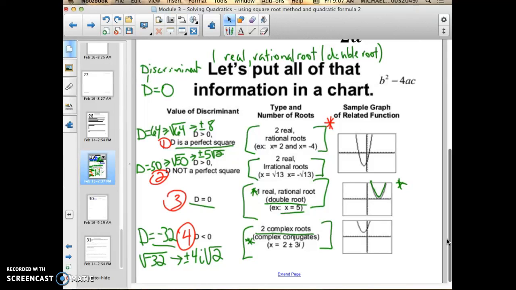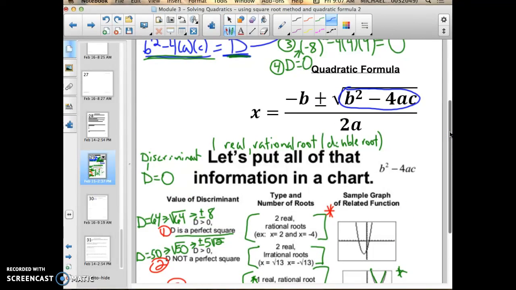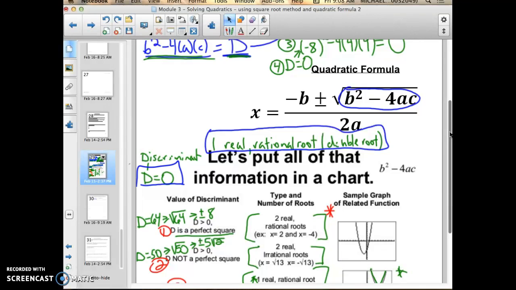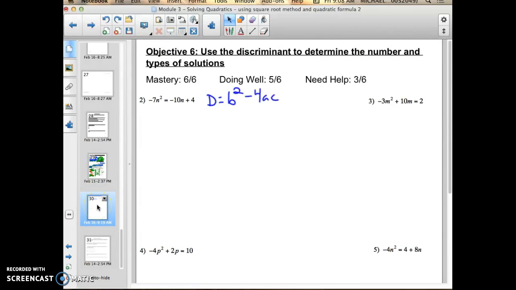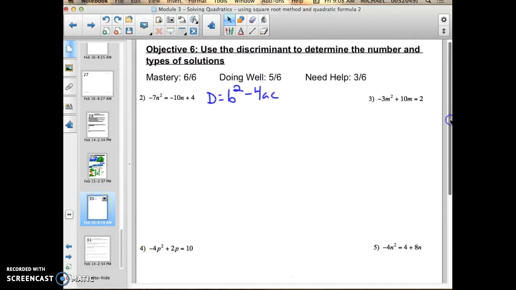So your final answer when you're doing these problems needs to look like this, right here. The discriminant is 0, so I know that I have one real rational root, and that it's going to be a double root. That is an example of what your answer should look like, based on the 4 situations. So go ahead and try these 6 problems, and your goal for mastery should be 6 out of 6.